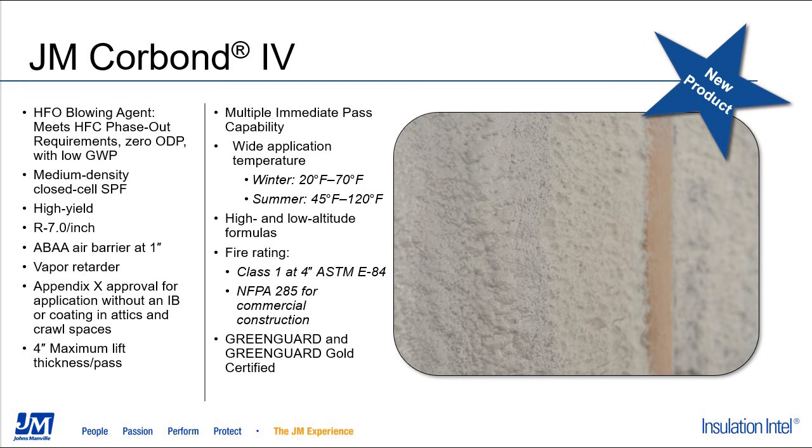Similar to Corebond 3, Corebond 4 also has high yields, excellent sprayability, and a wide application temperature window. And in addition, it has the ability to use that multiple immediate pass installation technique. Our closed cell products have high R values. Similar to Corebond 3, it's an R 7 per inch. And for all of the other information on Corebond 4, please view the technical data sheet on jm.com.